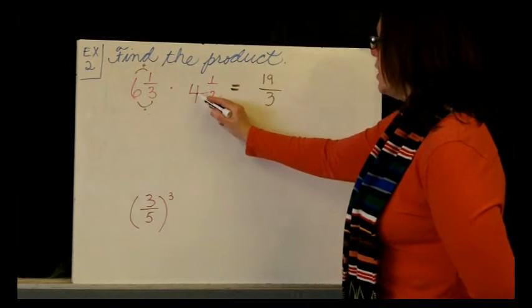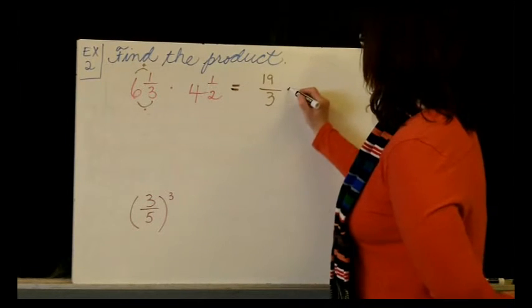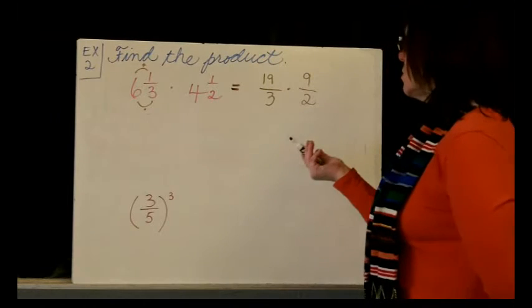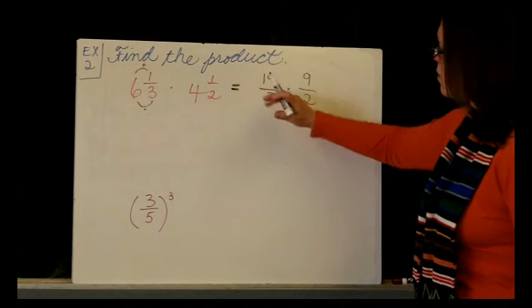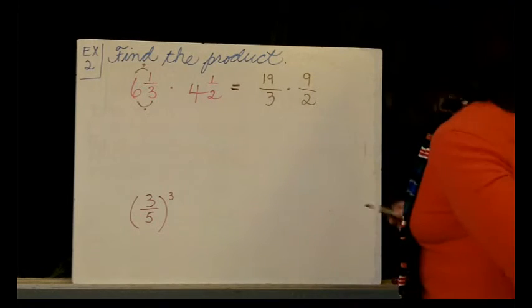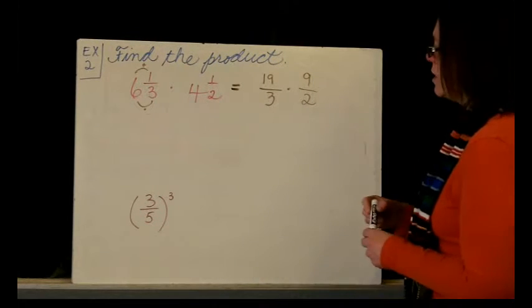2 times 4 is 8. 8 plus 1 is 9. We're multiplying that by 9 halves. We want to see if there is anything in common between a 19 and a 2. There isn't. They're relatively prime, so we don't have to do any cross simplifying there.